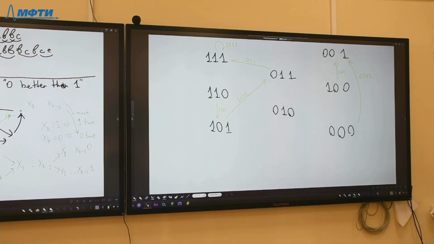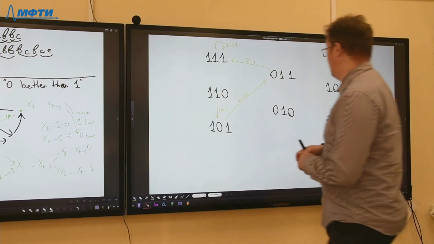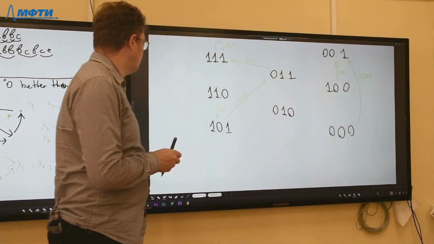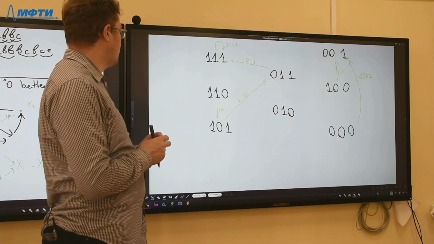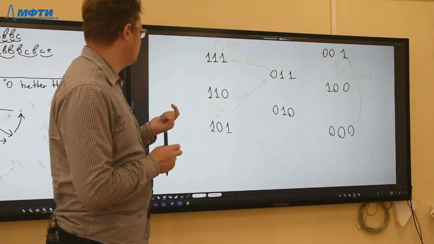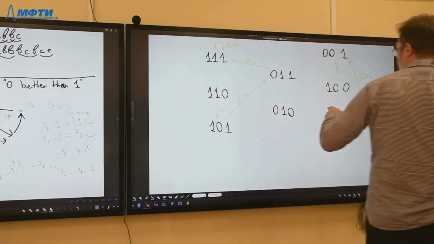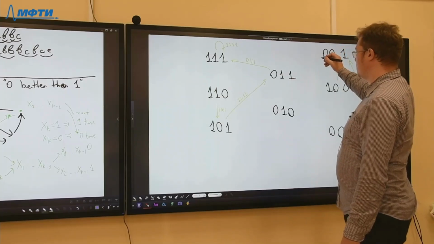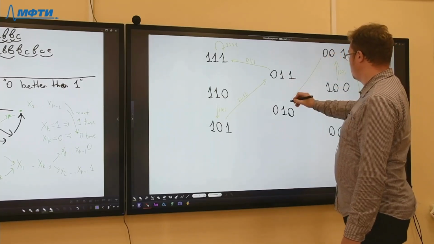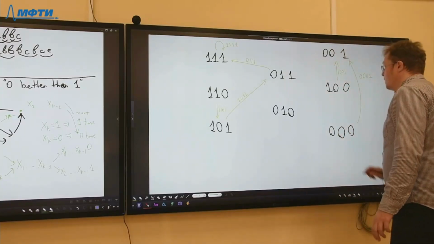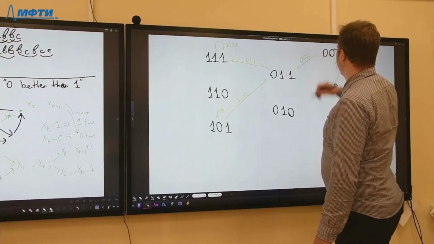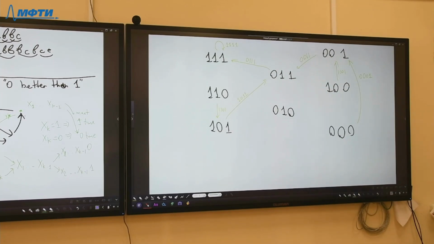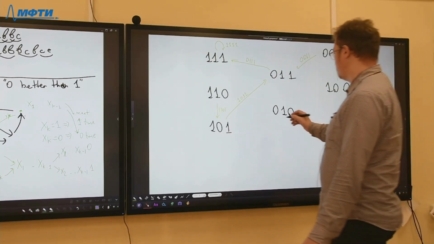So 1, 2, 3, 4, 5, 6, and I have exactly 2 more, which will be 1, 0, 1. I have 2 zeros, 1, 1, and 1, 0, 1, 0, 1, 0, 1, 0, 1, it is this one.